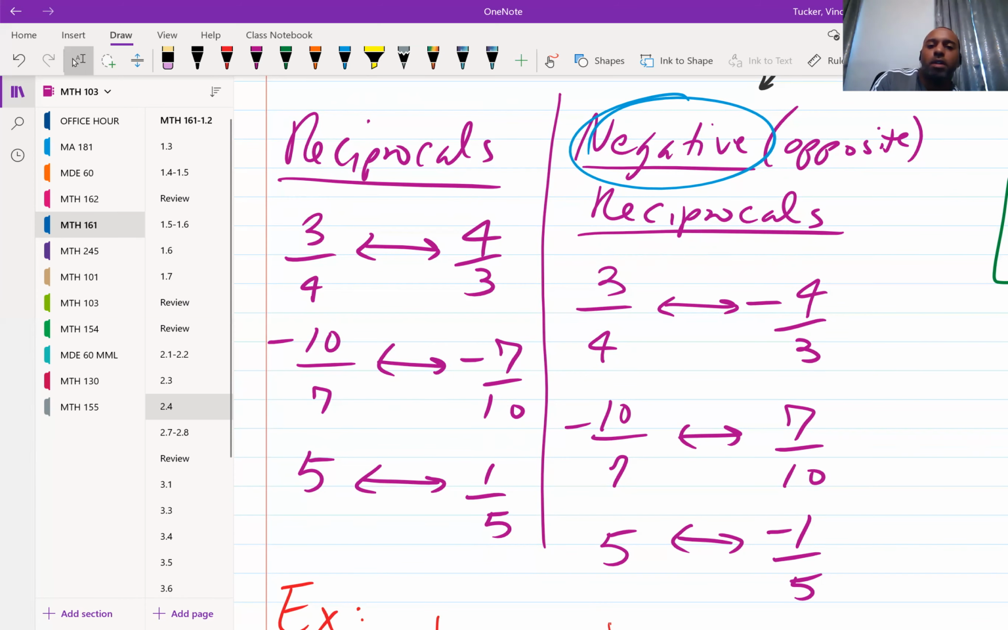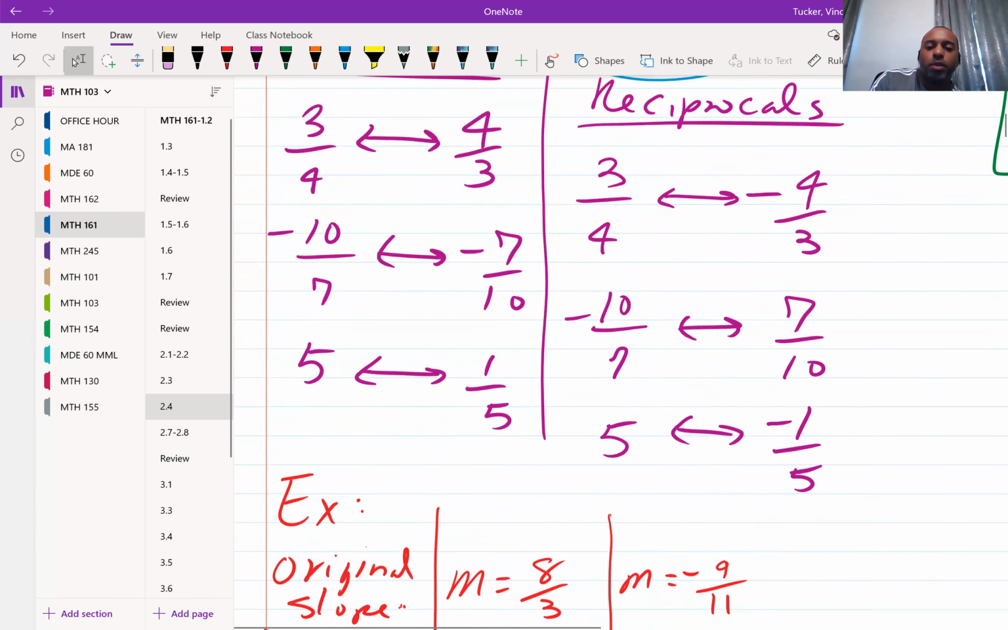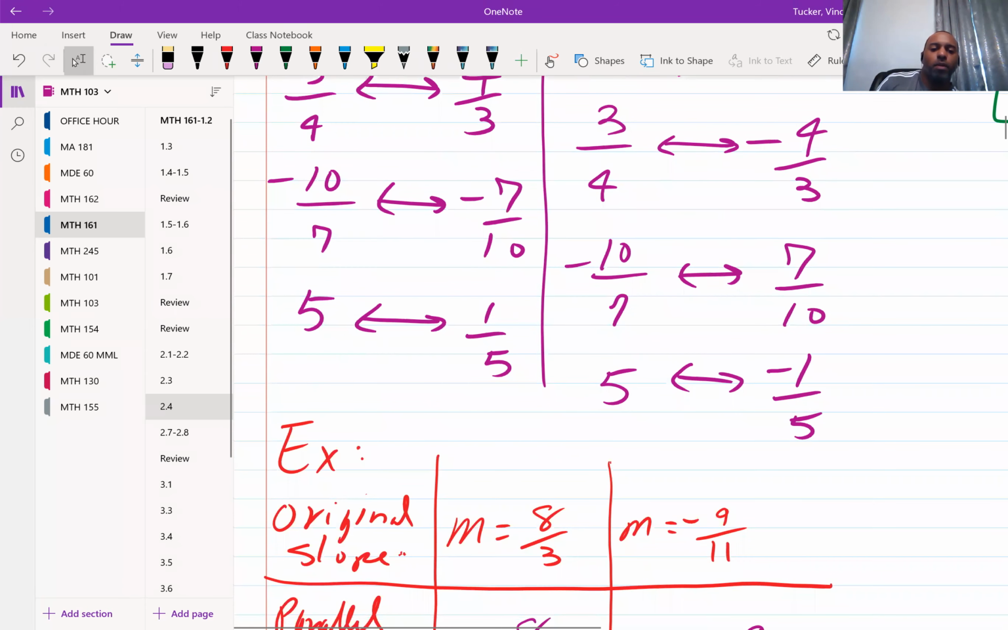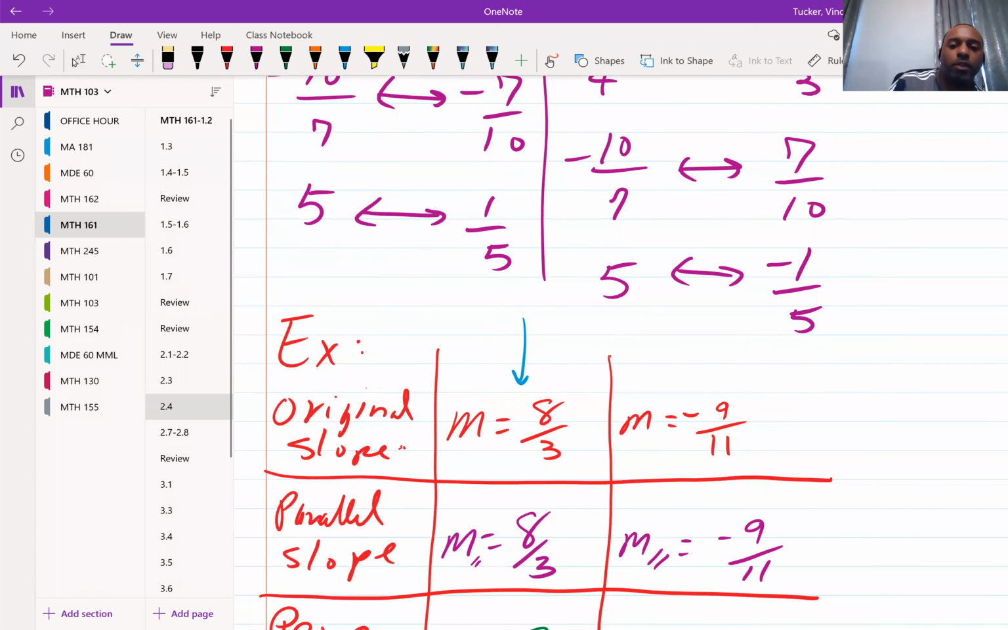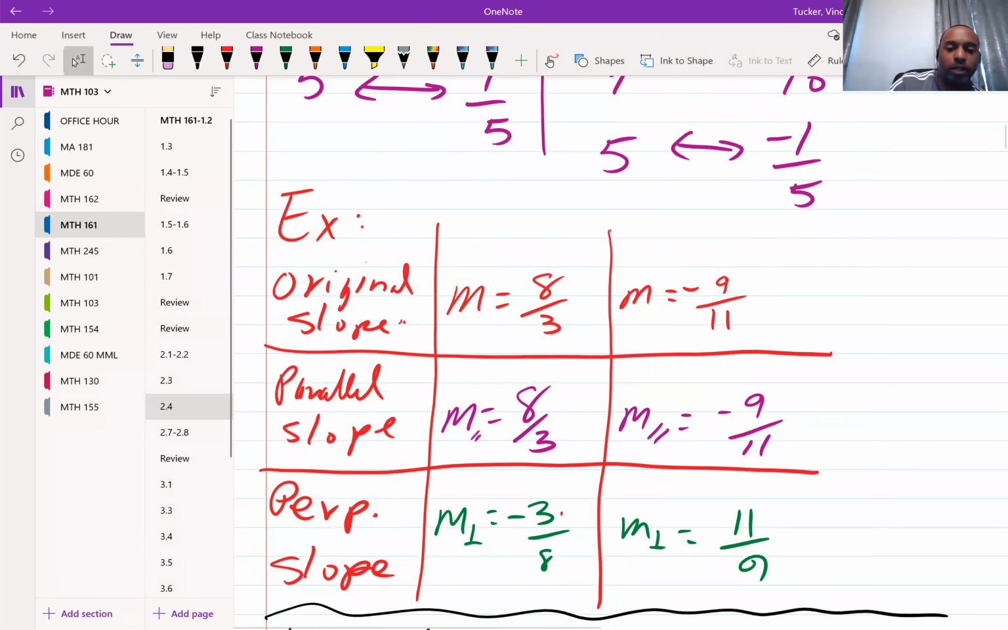All right. So just to make sure we're okay, let's say if our original slope is 8/3, a line that's parallel to it will have the slope of 8/3. Remember, it's the same. And then a line that's perpendicular to it, you'll flip that and use the opposite sign. So that's negative 3/8.